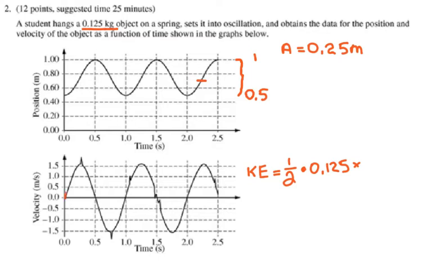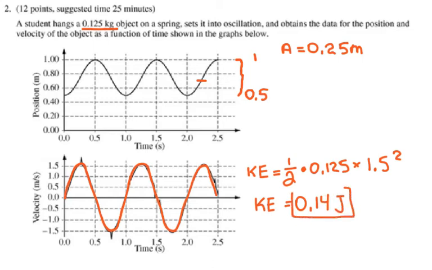With measurements, you will always have some discrepancies with the graph, so you just ignore those little bumps here and there. The actual graph is going to look something like this. You ignore those bumps. So it looks like maximum velocity is 1.5 meters per second. So that's 1.5 squared, and the kinetic energy of the object is equal to 0.14 joules. So this is maximum kinetic energy.